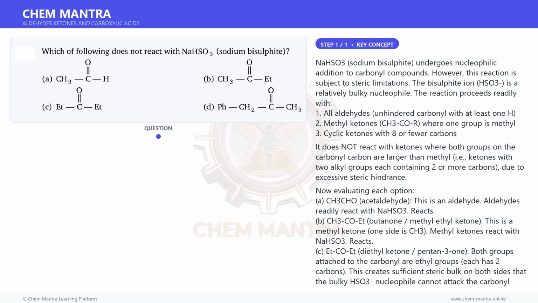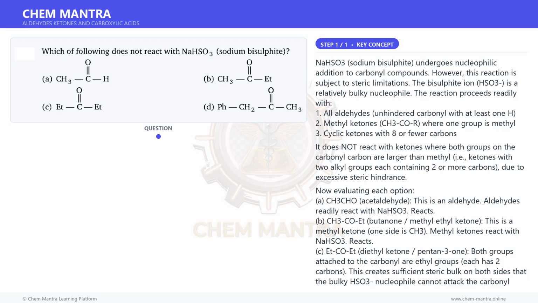NaHSO3, sodium bisulphite, undergoes nucleophilic addition to carbonyl compounds. However, this reaction is subject to steric limitations. The bisulphite ion, HSO3⁻, is a relatively bulky nucleophile.